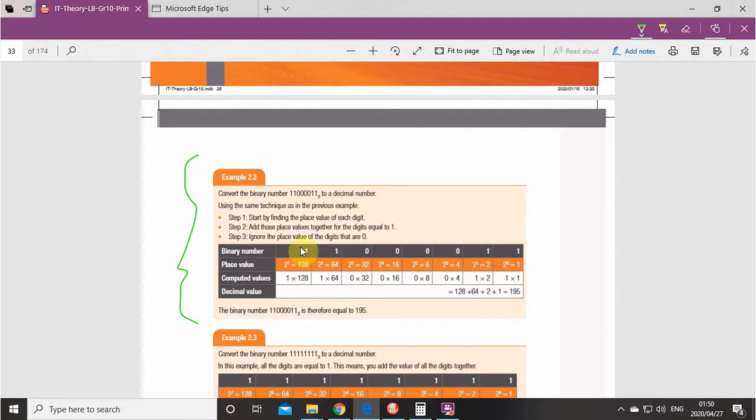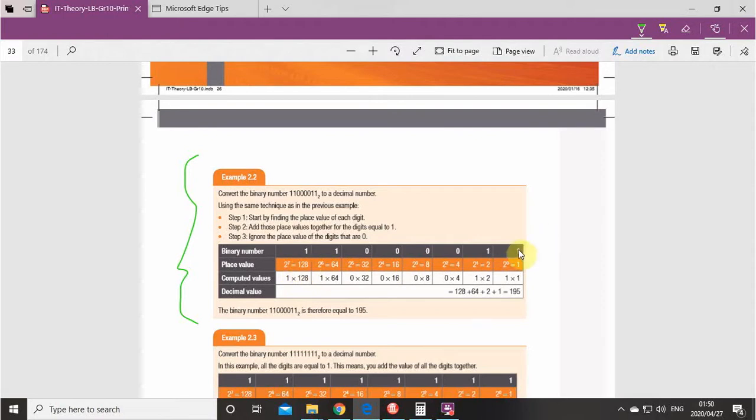First of all, we start by writing out our binary number. Next, we give this place values. We start from the right hand side and move to the left, starting with 2 to the power of 0, 2 to the power of 1, 2 to the power of 2, 2 to the power of 3, etc. till we get to the last column.